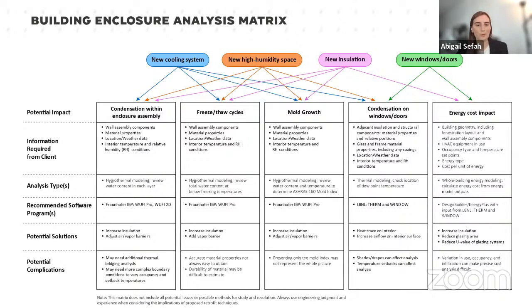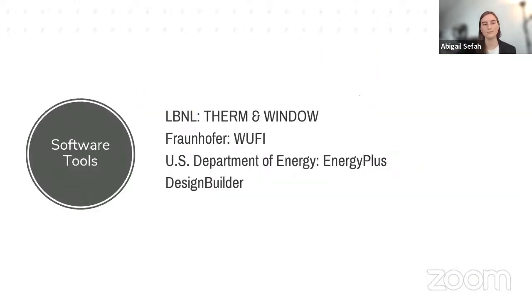So we generally want to do this analysis in the early stages of design. And when we're in those early stages, you'll need some information from your client, and you'll need to select a software with which to run different models to evaluate different risks. This matrix also includes some potential solutions and potential complications. The software tools that I'll be mentioning today are Lawrence Berkeley National Labs' Therm and Window, Fraunhofer's WUFI, the US Department of Energy's EnergyPlus, and DesignBuilder.